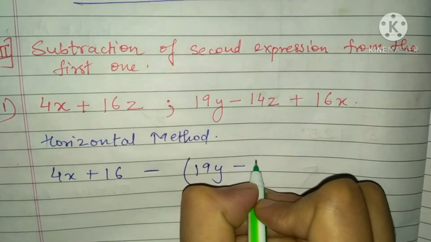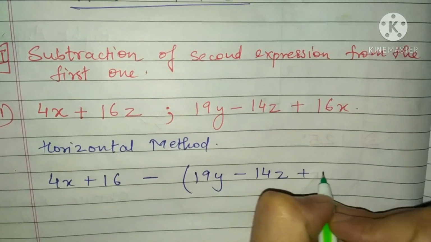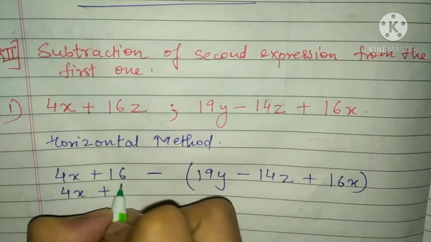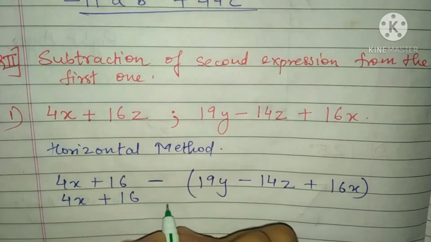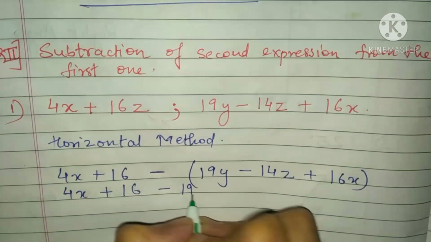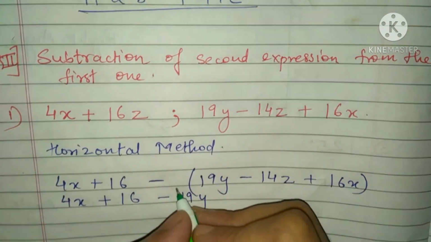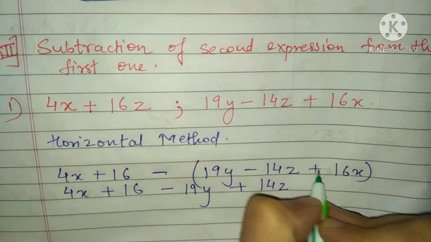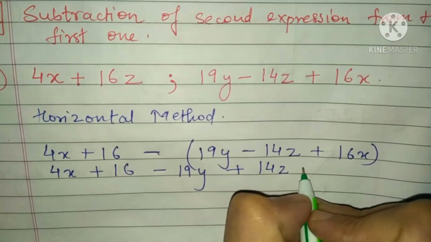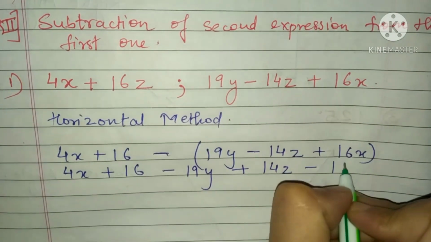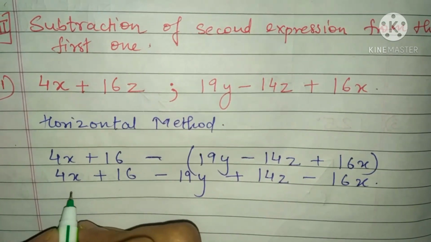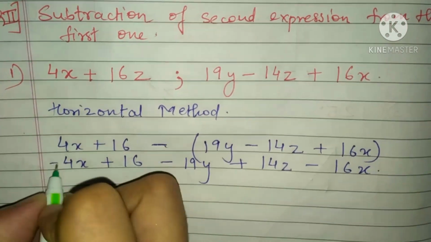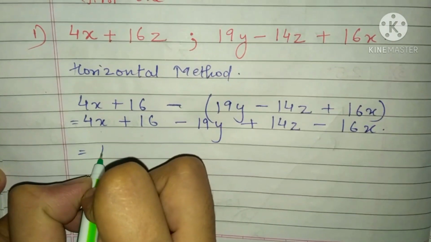I missed the 16z. So see, and the second expression is what? 19y minus 14z plus 16x, with the minus sign. Now, after opening the bracket with the minus sign, all the signs will get changed as minus is there outside the bracket. So 19 will get minus sign, 14 which was having minus will get plus sign, and plus 16 will become minus 16 as the minus sign is there outside the bracket. It changes all the signs inside the bracket.